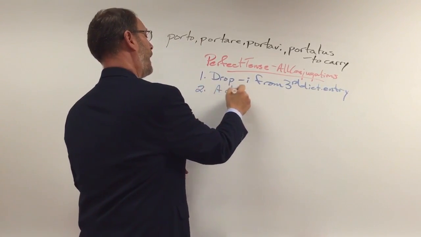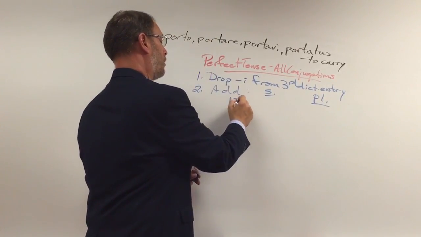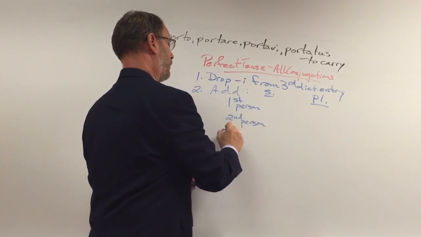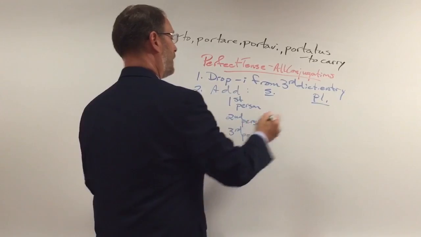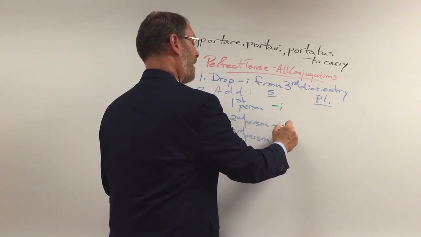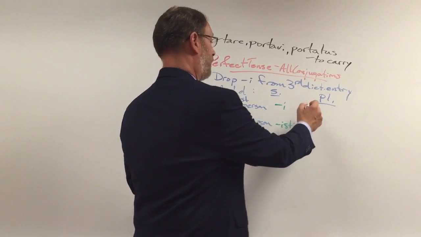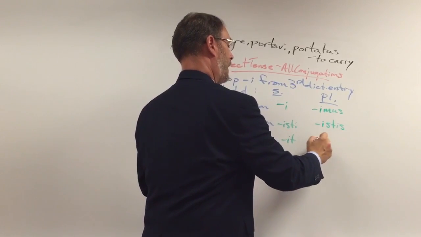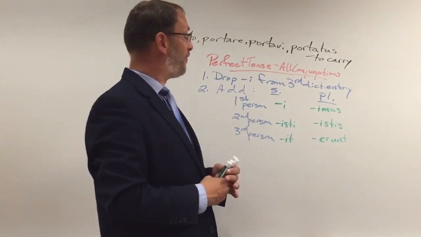Then you're going to add your new perfect tense endings. Singular and plural columns, first person, second person, and third person rows. And so here we go. We're going to add on an I. Yeah, I know you dropped it off and you added it right back on. Then second person singular, I-S-T-I or isti. Third person singular, I-T or it. First person plural, I-M-U-S. Second plural, I-S-T-I-S. Third person plural, E-R-U-N-T.